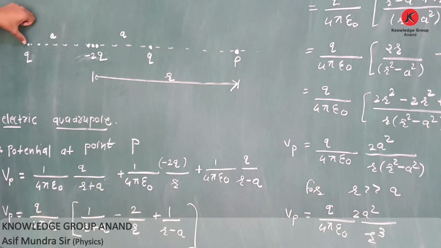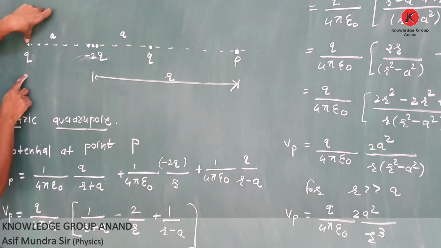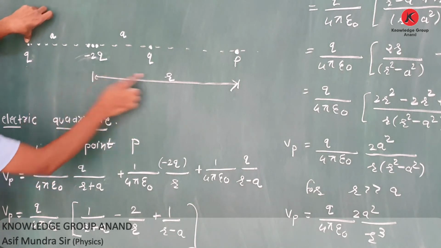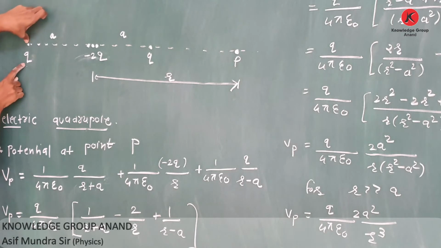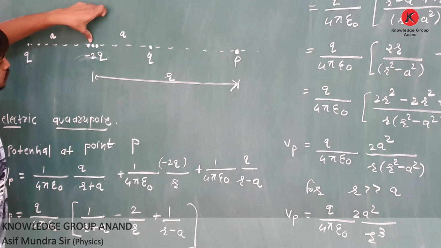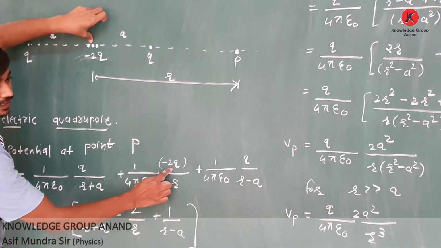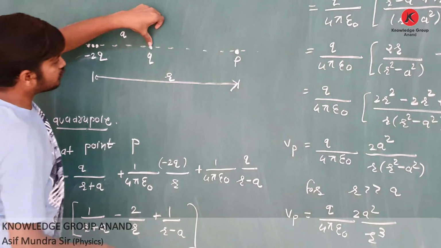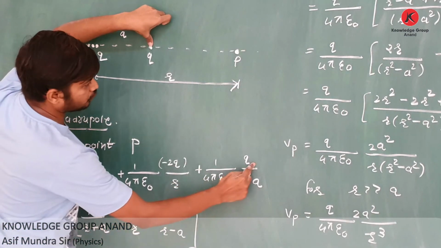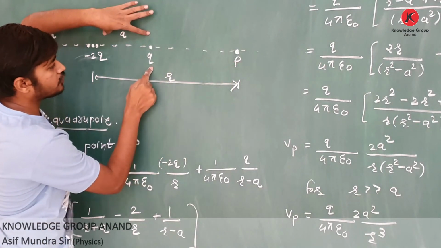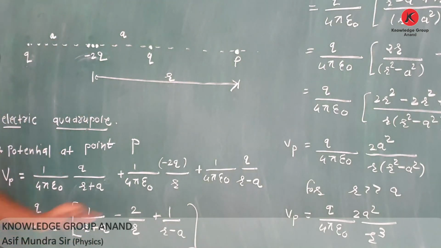See, it is very simple to write. Vp is equal to, first of all, due to this charge, 1 upon 4 pi epsilon 0 q. What is the distance of this charge from point P? This total distance is r and this distance is a, so r plus a. Now for the minus 2q charge, 1 upon 4 pi epsilon 0 into minus 2q. The distance of point P from this minus 2q charge is r. For this q charge, 1 upon 4 pi epsilon 0 q, the distance is r minus a. From the figure it is very clear.